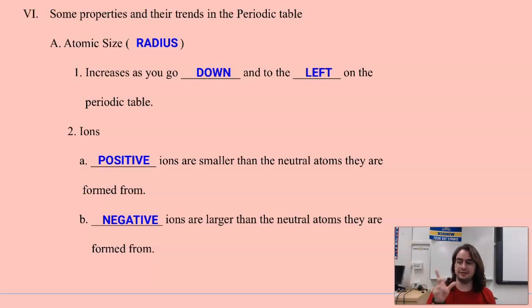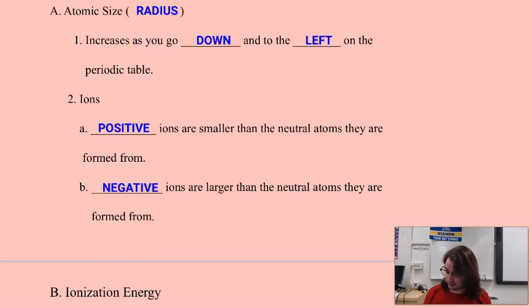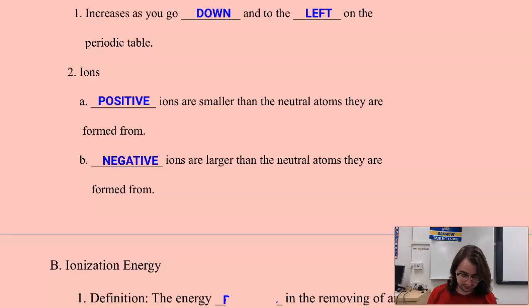If it becomes positive, it's smaller than what it used to be. And if it becomes negative, it becomes larger than what it used to be, which again is kind of backwards. But the reason why is because we're adding electrons, okay? So let's talk about our next trend, which is called ionization energy. Ionization energy has a really important definition. It's an incredibly important value for us to measure. Specifically, it is the energy required in removing an electron from an atom.